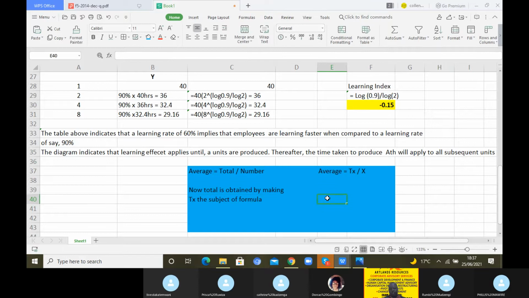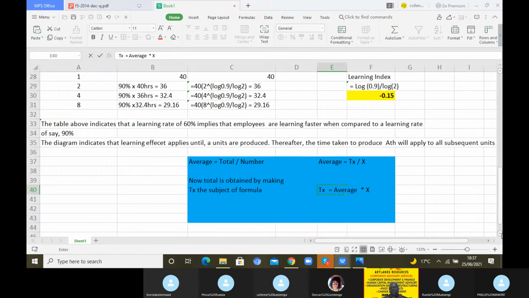Now, how do we find total? You say total of x equals average multiplied by x. That's how you find total of x. Total of x equals average multiplied by x. Please understand that, and then you can agree with me going forward.